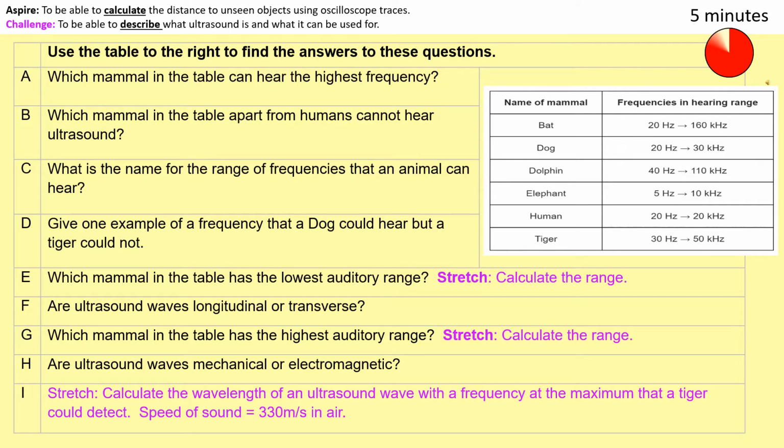H, are ultrasounds mechanical or electromagnetic? Well, you just need to remember what the definition of that is. Again, it's the same as what a sound wave would be. So we did that in the sound and hearing lesson.